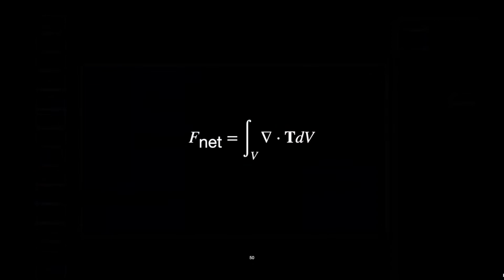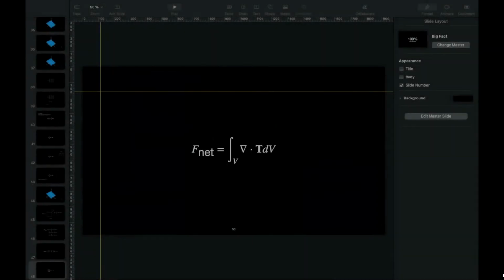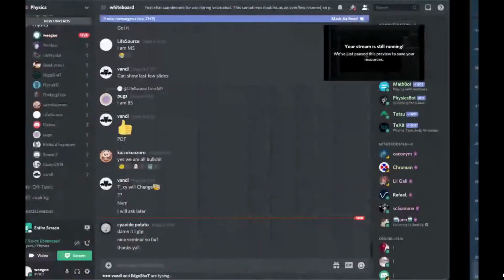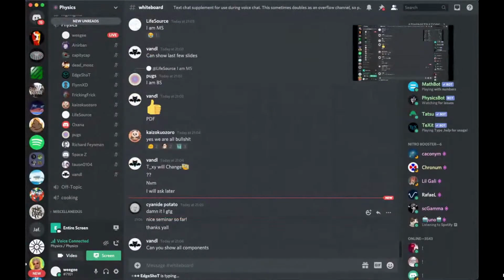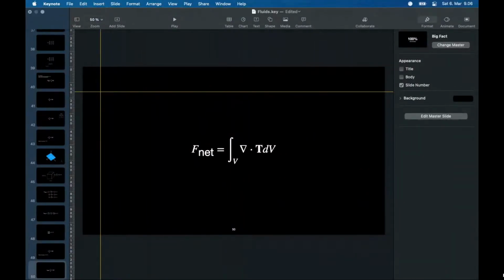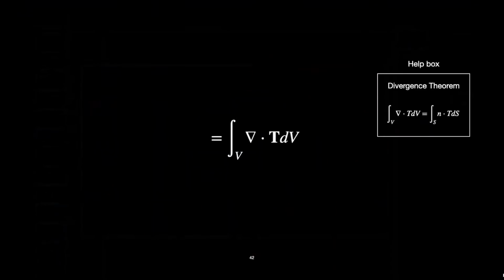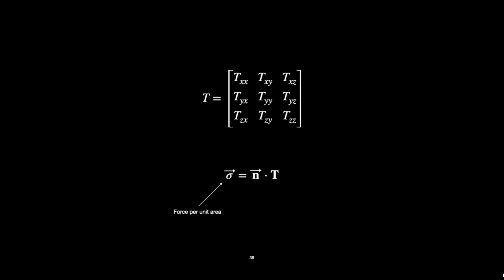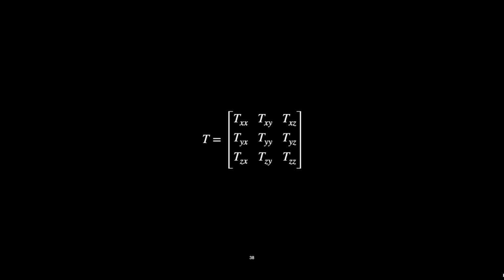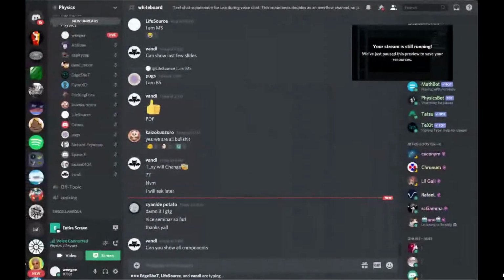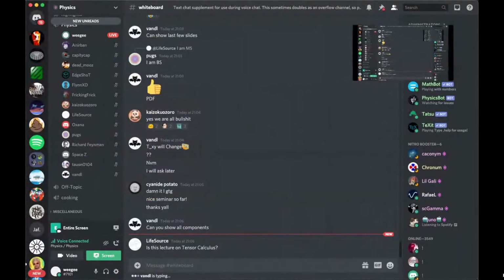I hope this equation makes sense, because if you look at it and do analysis on it, you'll be earning a force. If you want to make sure, the components of the stress tensor are here. No, this is not a lecture. This is a seminar on fluid mechanics.